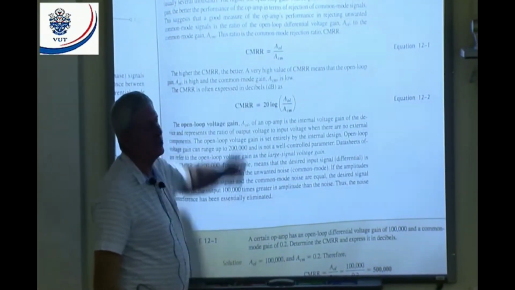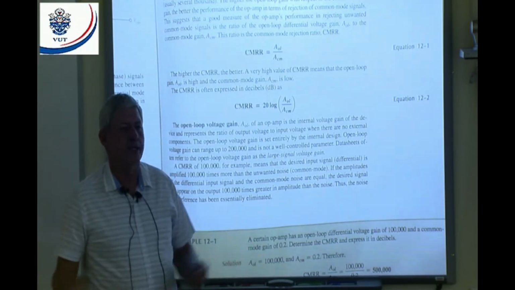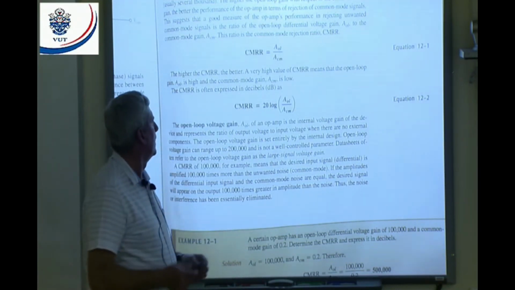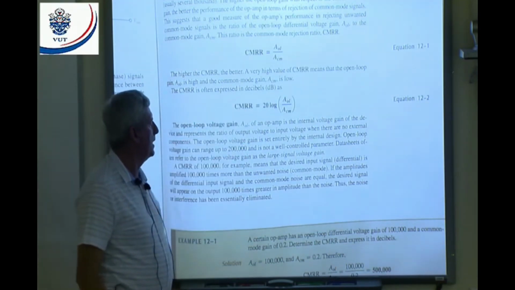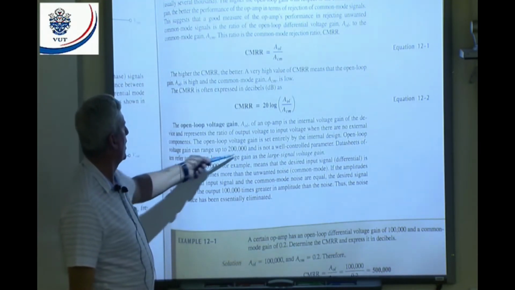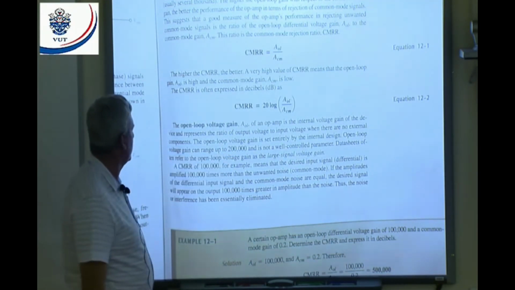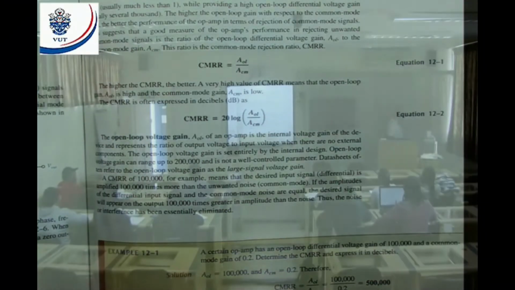My common mode gain is normally very small, in the region of 0.2 or 0.1 or what the case may be, all right? And then we can also express it in dBs, 20 log open loop gain divided by my common mode gain. You see here they talk about an open loop gain of around about 200,000, and that is the ability to get rid of the noise, all right? Let's have a look at the example to basically illustrate.